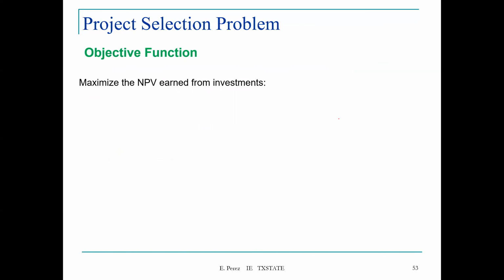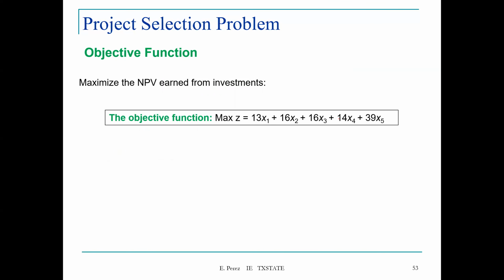As the problem stated, we want to maximize the net present value earned from investments. So our objective function is the summation. We want to maximize the summation of all net present values per investment. So 13x1 plus 16x2 plus 16x3 plus 14x4 plus 39x5.